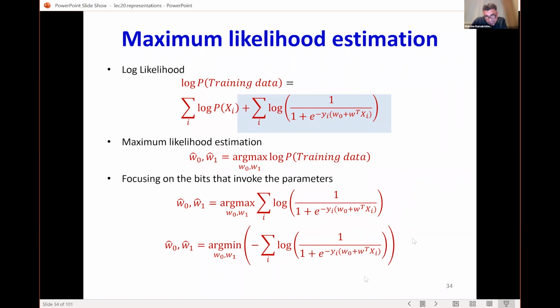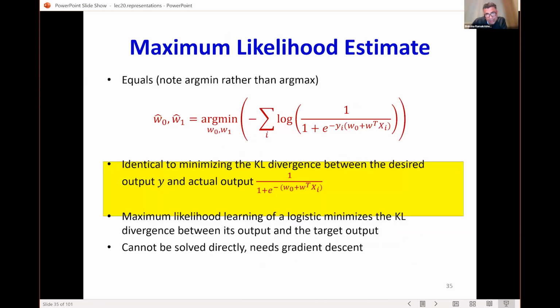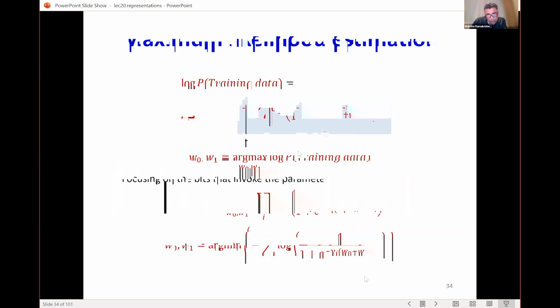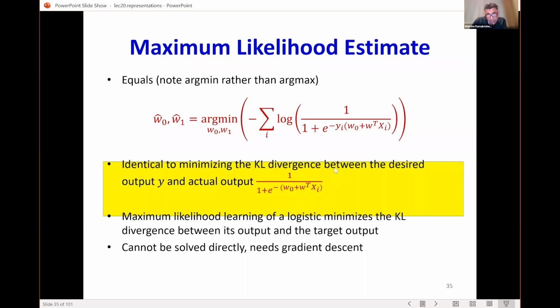And this term over here, you will recognize, is simply minus log P of y, and that is simply identical to the Kullback-Leibler divergence between the desired output y represented in one hot format and the actual output given by the model, which is this logistic formula.